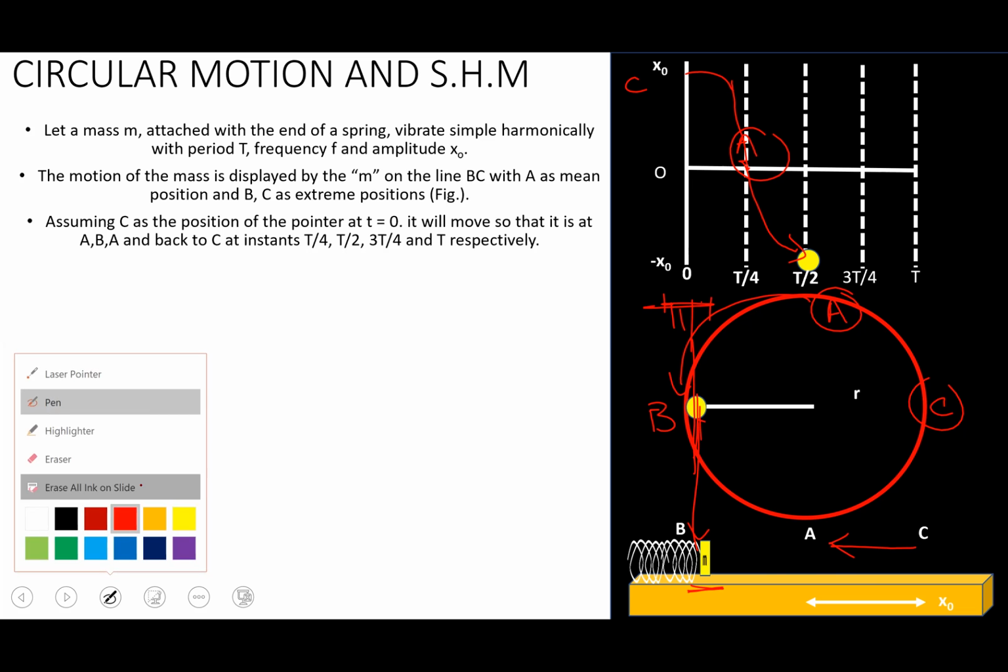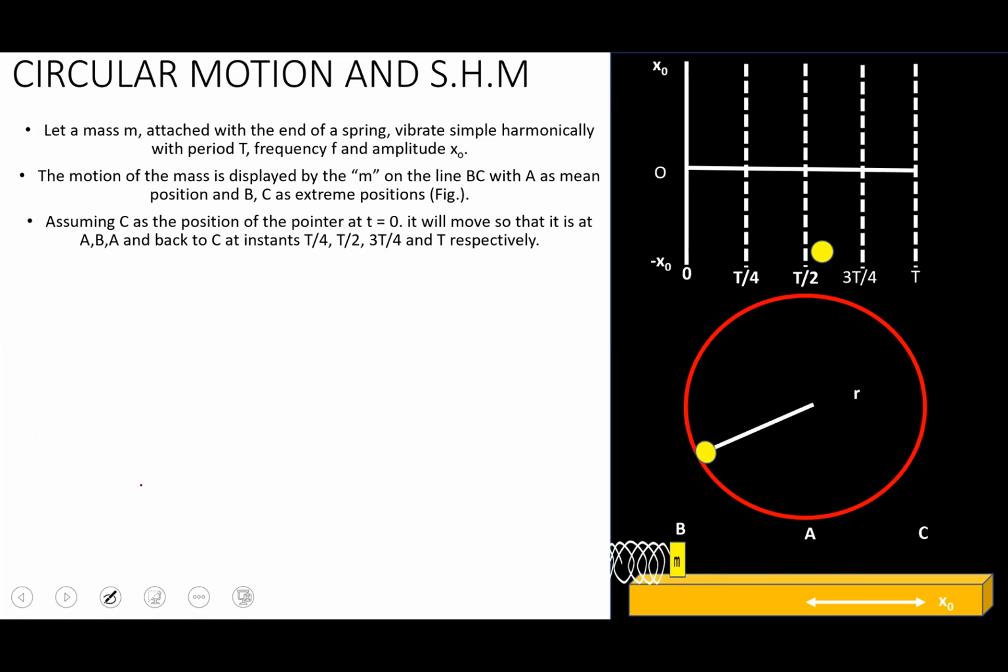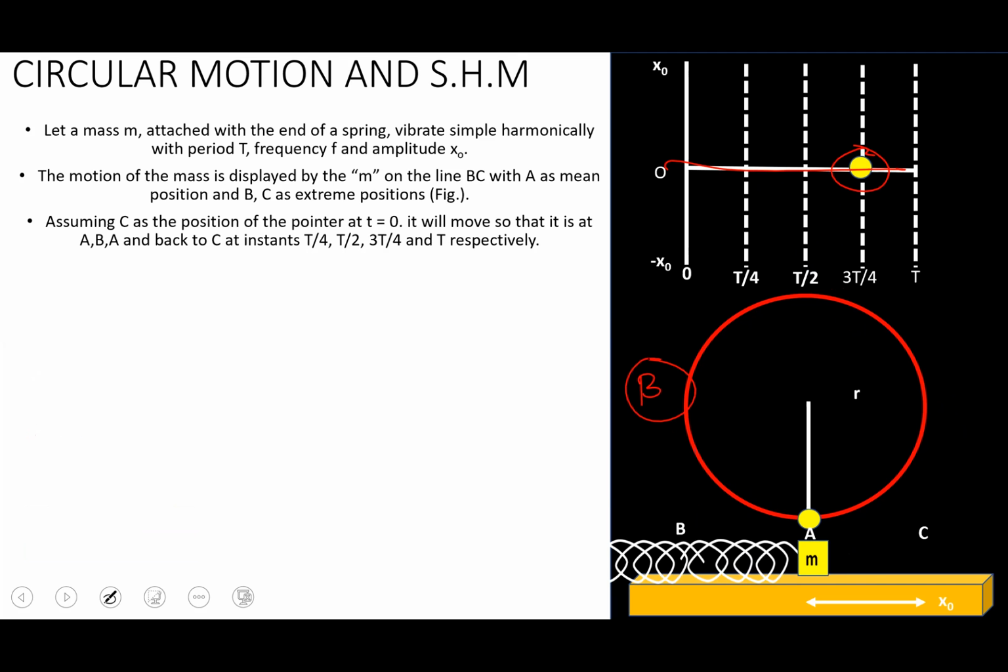Now, if we continue moving like this from point B to point A, we can see the body has moved back to its mean position. As you can see from here, the circle has moved from point B to point A over here, and in the same way point B to point A over here at time equal to 3T by 4. That means this much time has been covered.